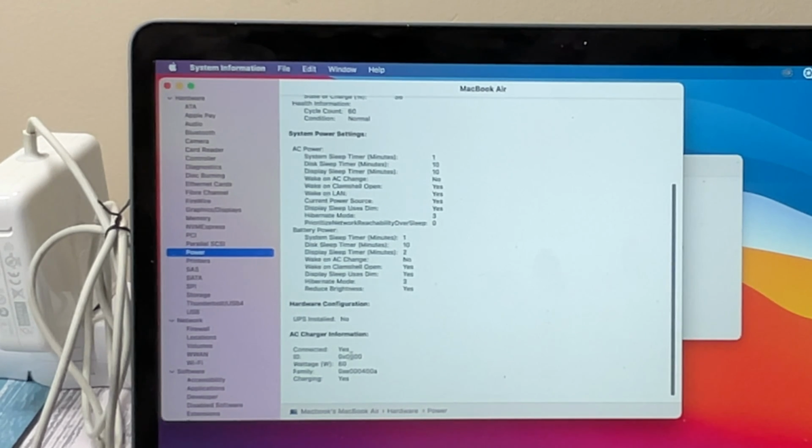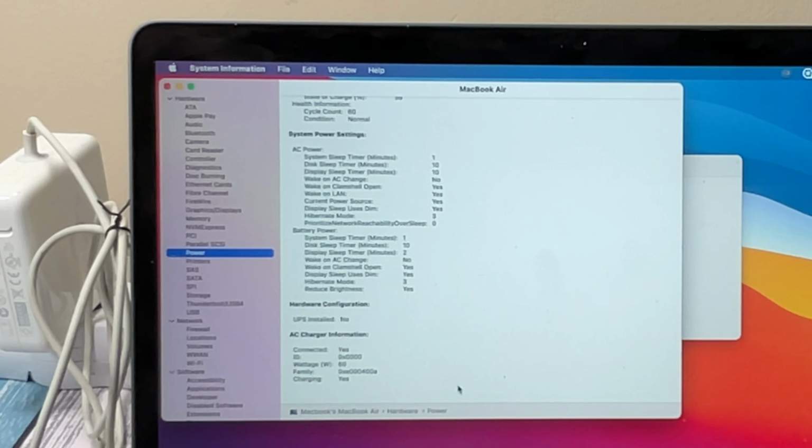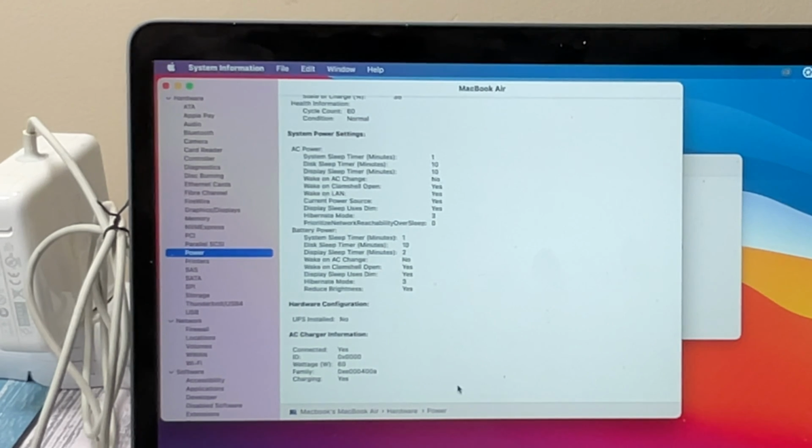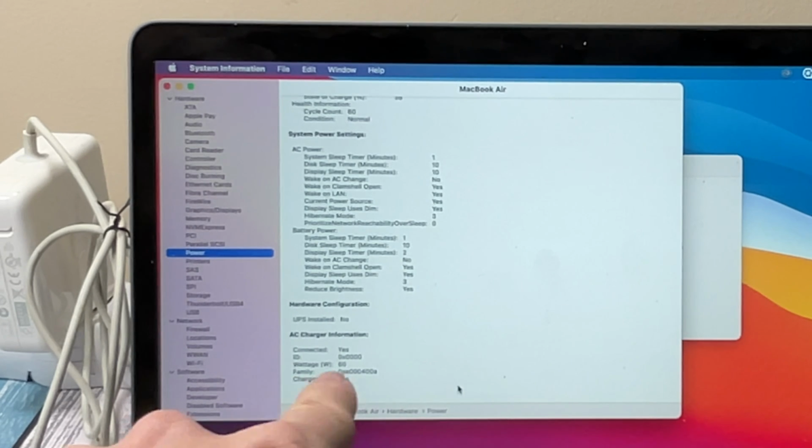Now it shows that yes, there is one connected, and it shows that it's 60 watts, which matches what our instruction sheet said for the higher output, in this case 85 watt adapter, that it's able to create 20 volts at 3 amps and create that 60 watts of power. So this is a pretty nifty little device that, depending on what style or how big your MacBook is, you can keep it charged.